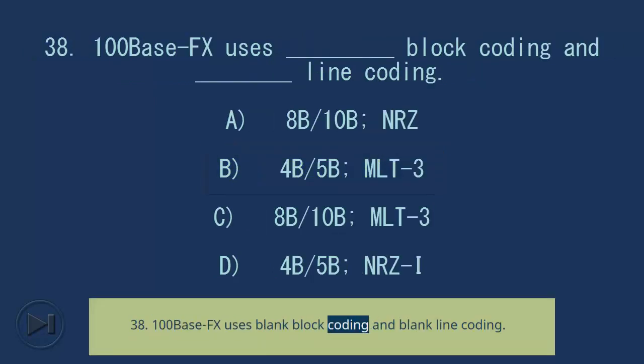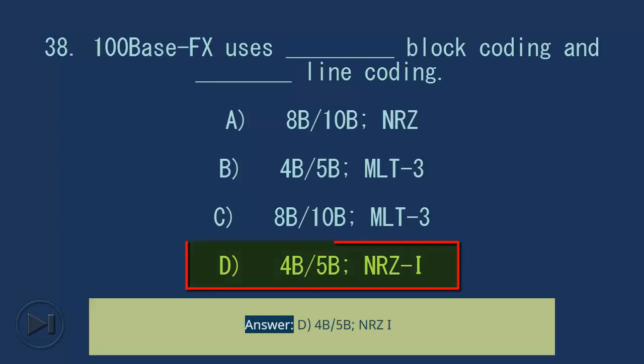38. 100 base FX uses blank block coding and blank line coding. A. 8B/10B, NRZ. B. 4B/5B, MLT3. C. 8B/10B, MLT3. D. 4B/5B, NRZI. Answer, D. 4B/5B, NRZI.